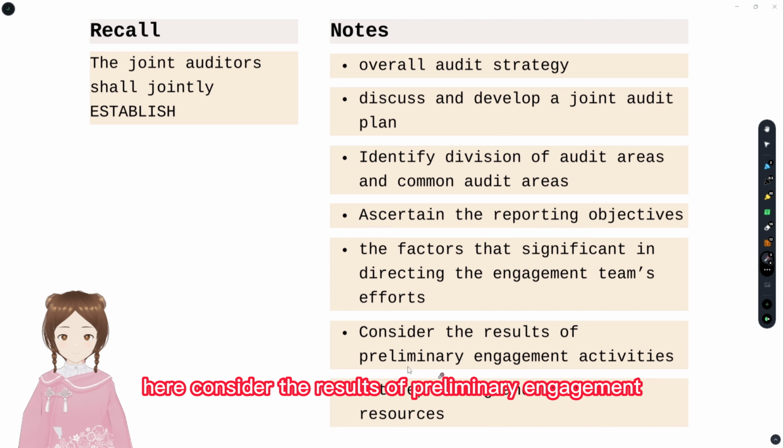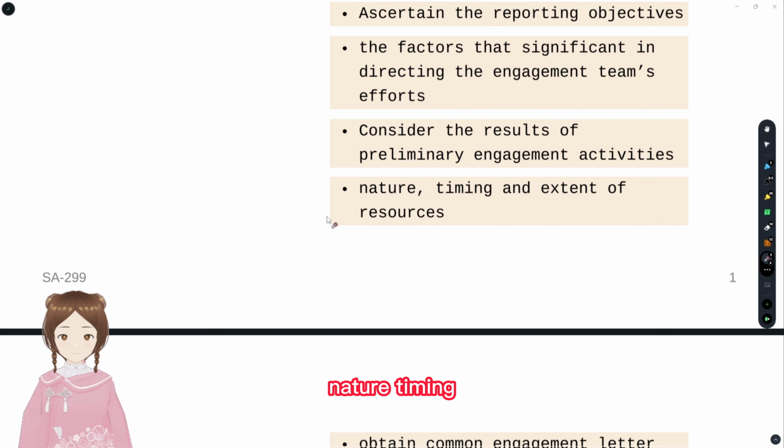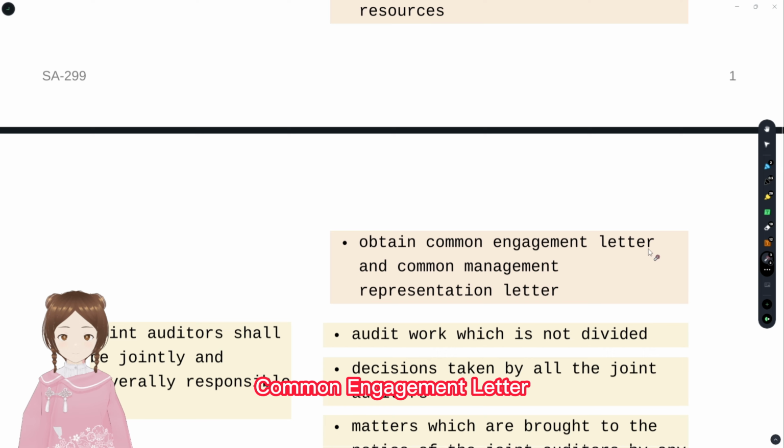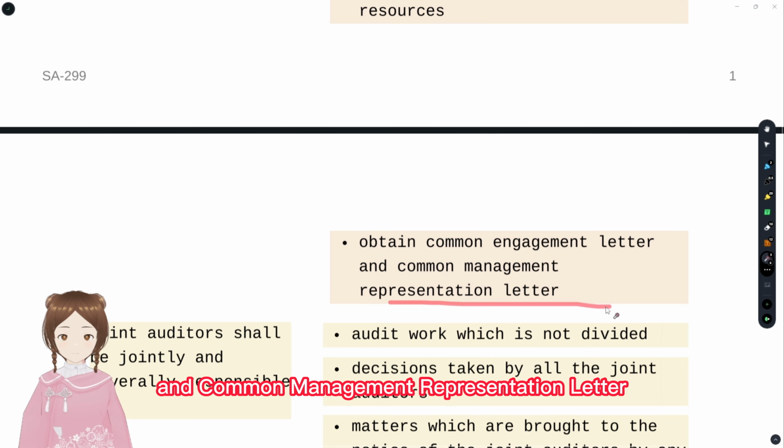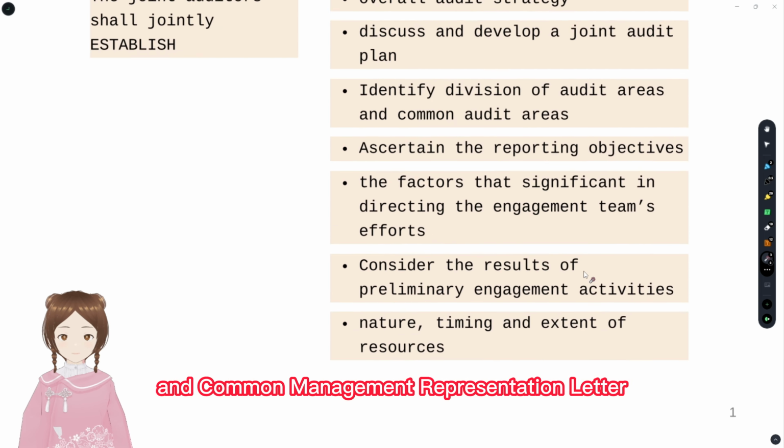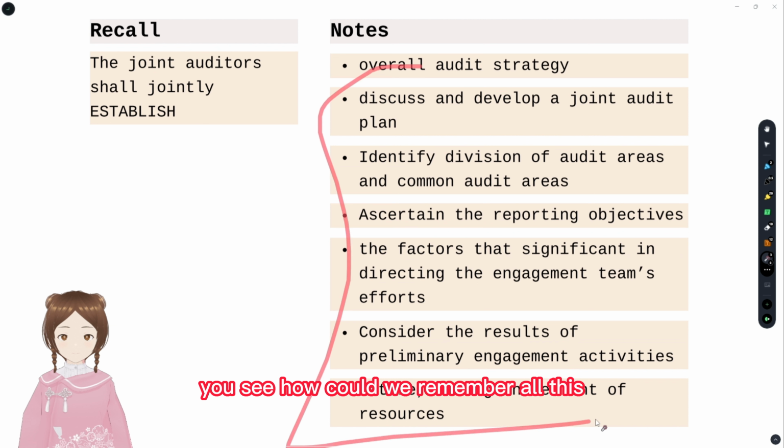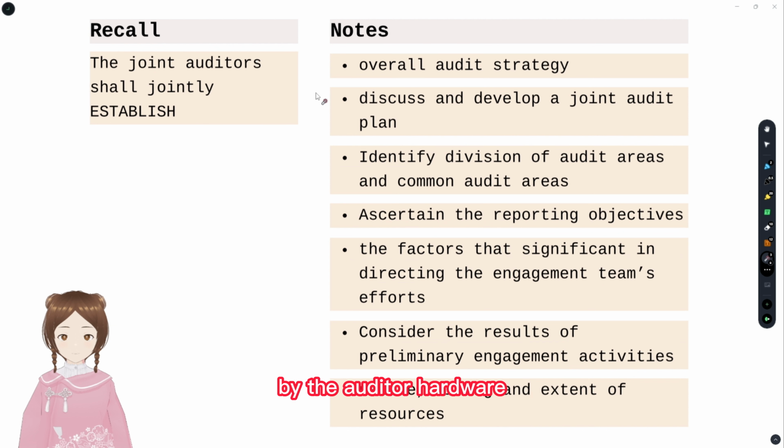Consider the results of preliminary engagement, and the nature, timing, and extent of resources. Obtain a common engagement letter and common management representation letter. You see, how could we remember all this? First thing, the auditors have to jointly establish what? Audit strategy, audit plan. And then with that audit plan, what do you have to do?